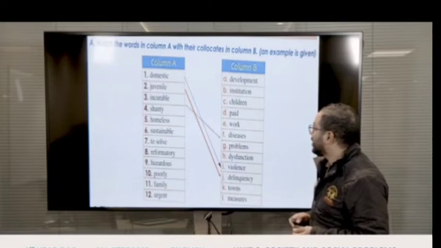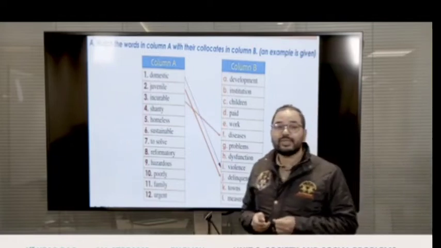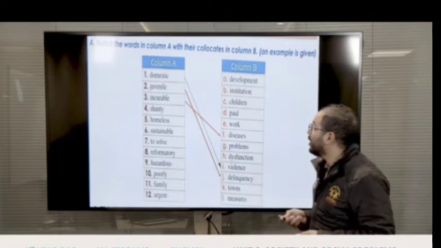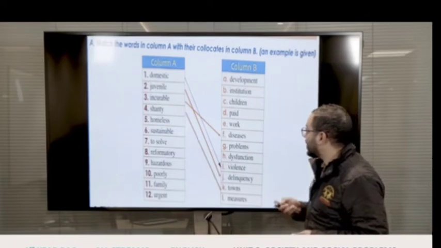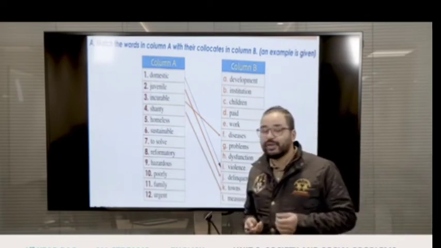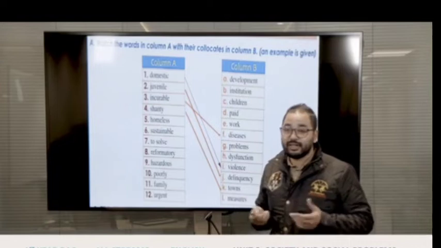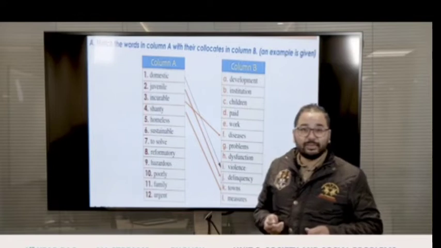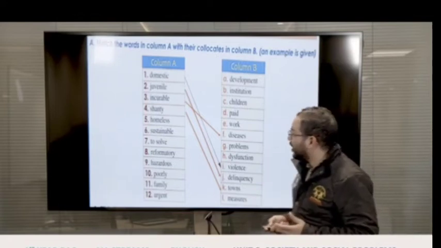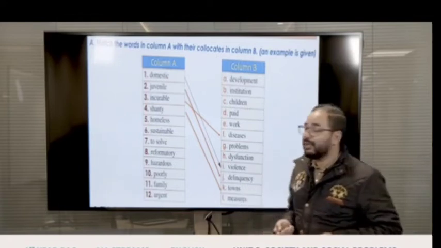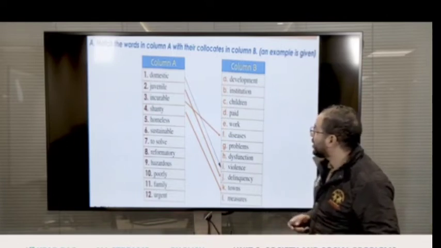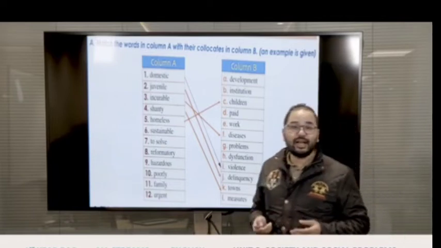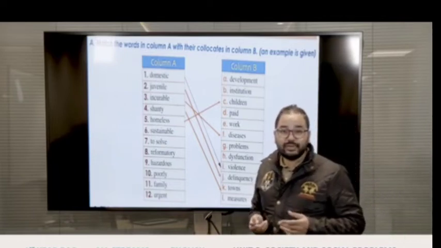Incurable disease, or diseases, which means sickness that doesn't have a cure, so it's incurable. Shanty towns, which means towns where you don't find houses or buildings, you find huts and people live in them. We're talking here about very poor people or places for very poor people. Homeless children, which means children who do not have a house to live in or a family.